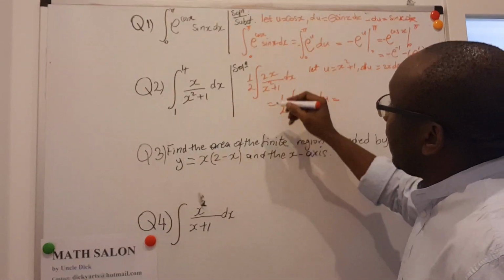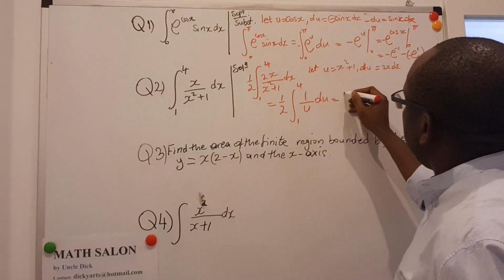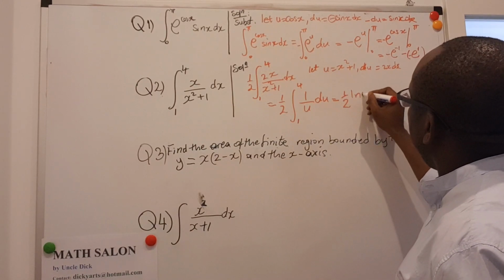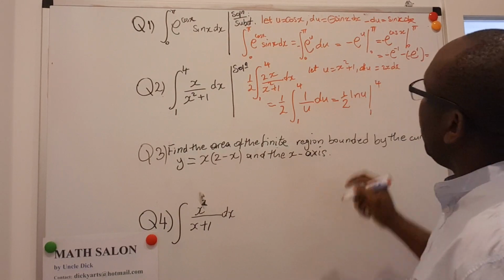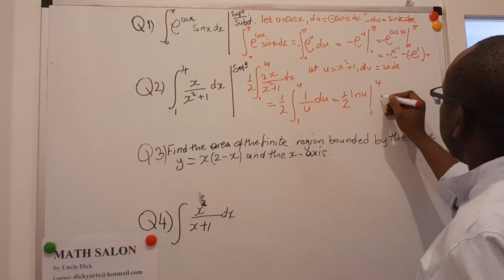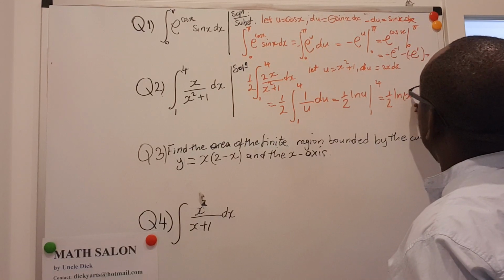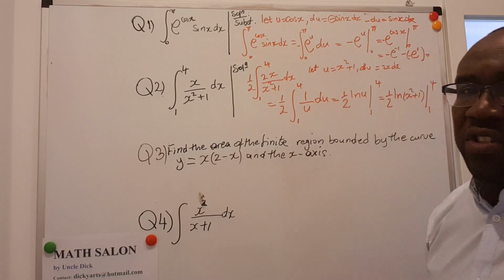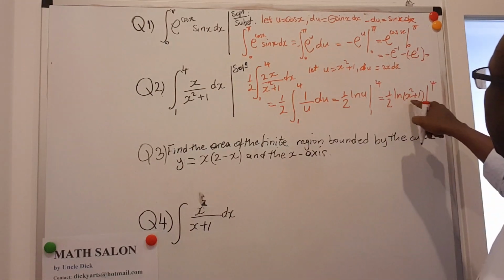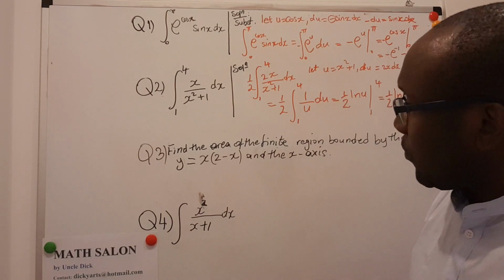And of course, I don't forget my limits. And that is half ln u. But of course, remember, u was introduced here by us. So this is actually equal to half ln of x squared plus 1, and you put the limits 1 to 4. You can also simplify that yourself. Just plug in the upper limit, simplify minus the lower limit, and that is done.